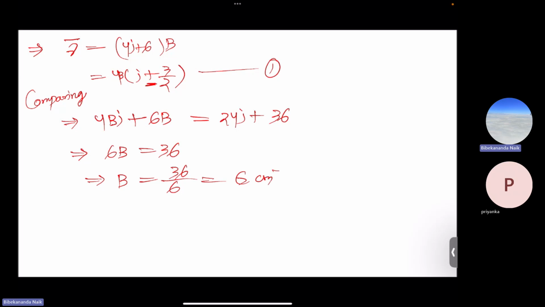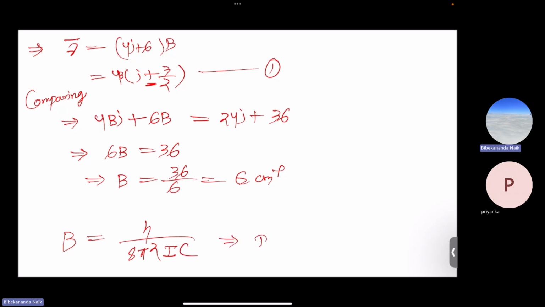Now, according to the question, we need to find the value of the moment of inertia. And we know the expression of B, the rotational constant, is h by 8 pi square I c, is it not? Because in the case of rotational spectra, we have already discussed that the expression of the rotational constant is h by 8 pi square I c.